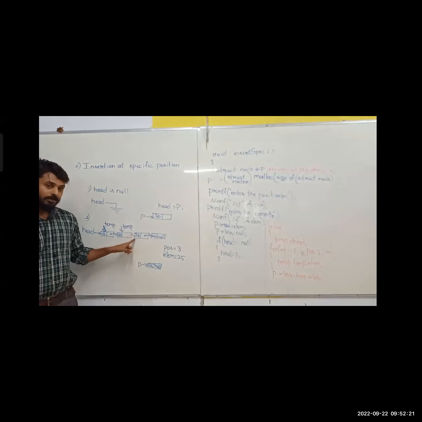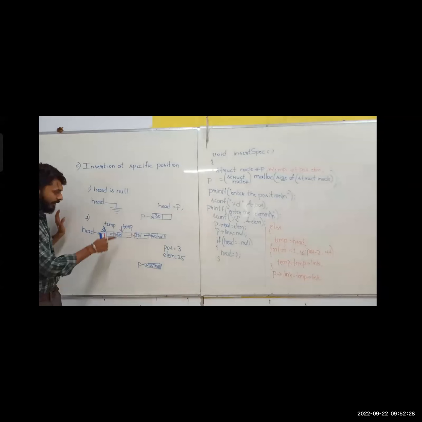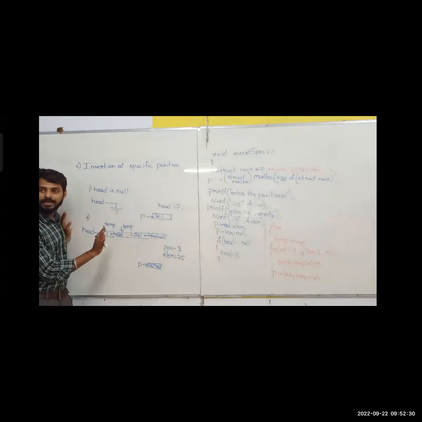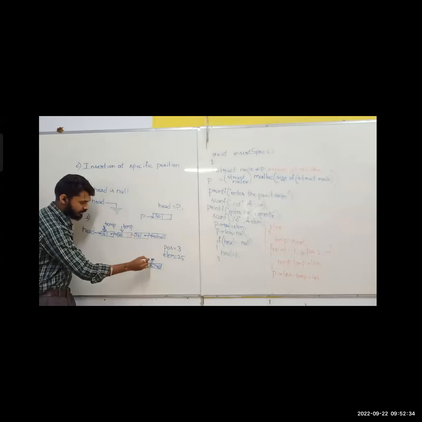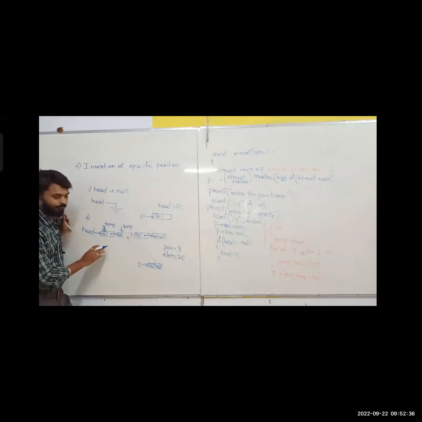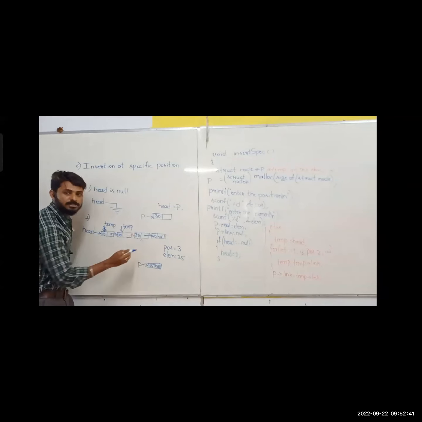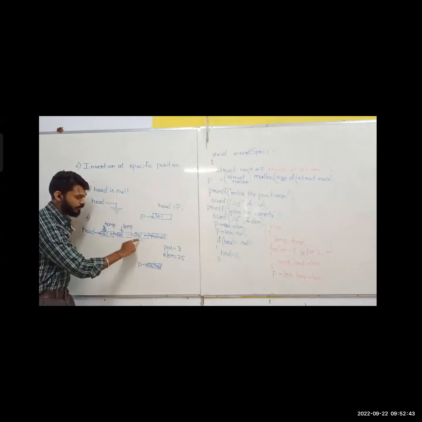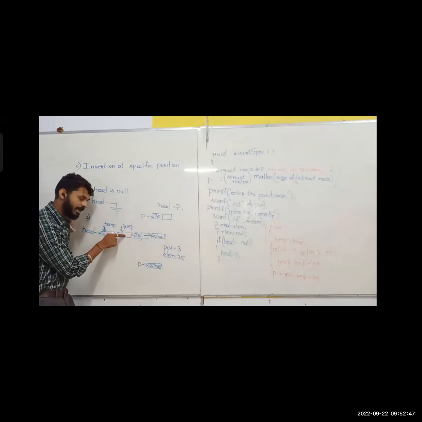Now P's link also should point to the same place where temp's link is pointing, not where temp is pointing. Wherever temp is pointing, if you say that, what will happen? It will create a connection like this. Do I want this? No. What do I want? I want it like this. So who is pointing to here? Not temp, rather temp's link. It is pointing to that place.